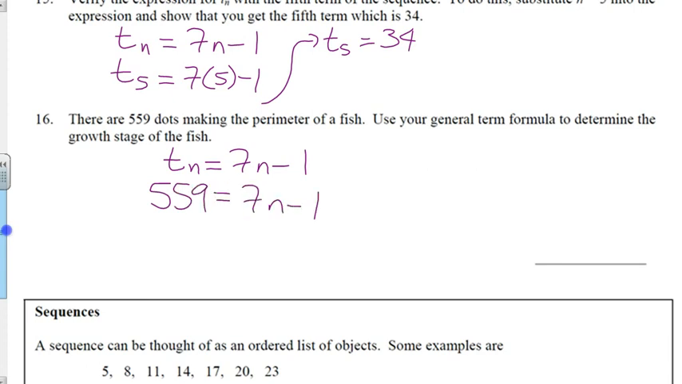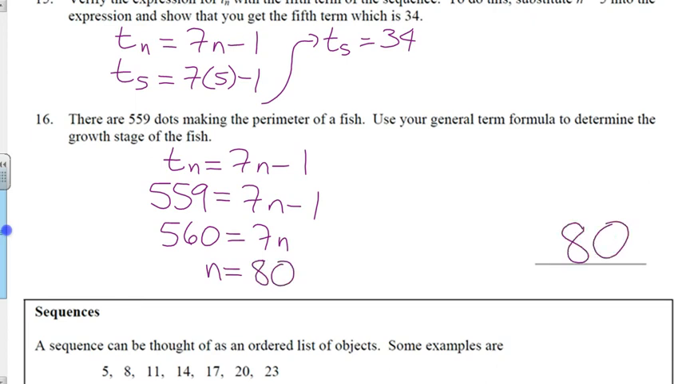We want to figure out which term, so we're going to solve for n. Let's add 1 to both sides. We get 560 is 7n. Divide by 7. You get n is 80, so we are at growth stage 80 if there are 559 dots.